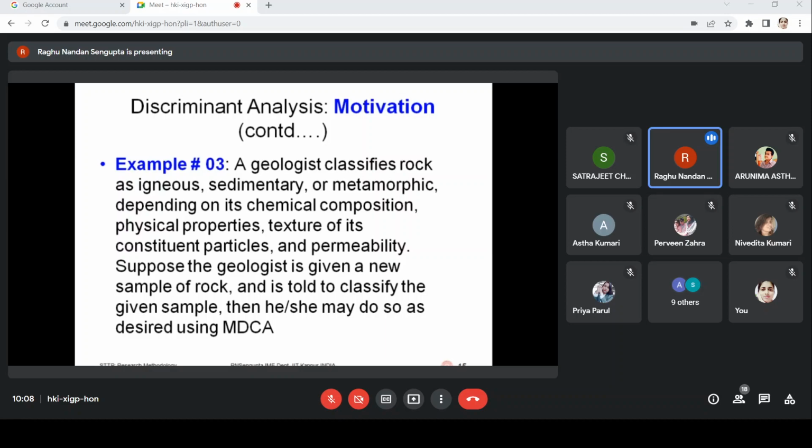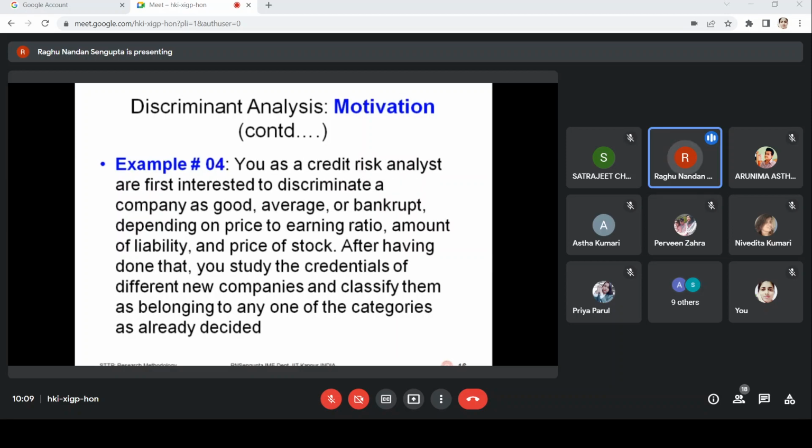Consider a fourth example also. You are a credit risk analyst. You are working in a bank, maybe SBI, or PNB, or for some foreign bank, or you are in the financial sector, and you're interested to discriminate, classify, or put in groups different types of companies depending on average turnover, whether they will go bankrupt, whether they're performing average, whether they're performing good, depending on the liability, assets, price of the stock, price to earning ratio, then depending on the working capital, and all these things. You'll take all these ratios into consideration.